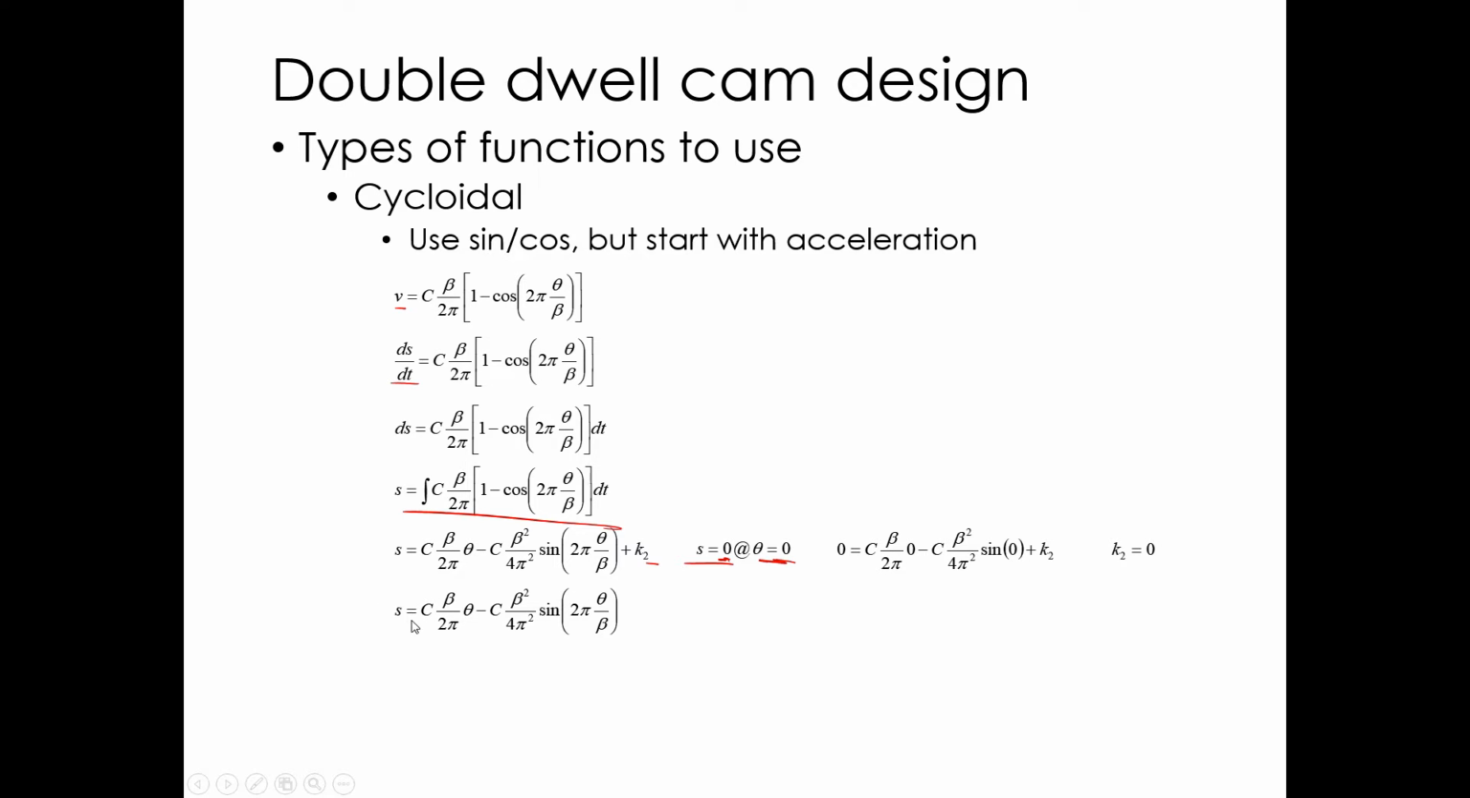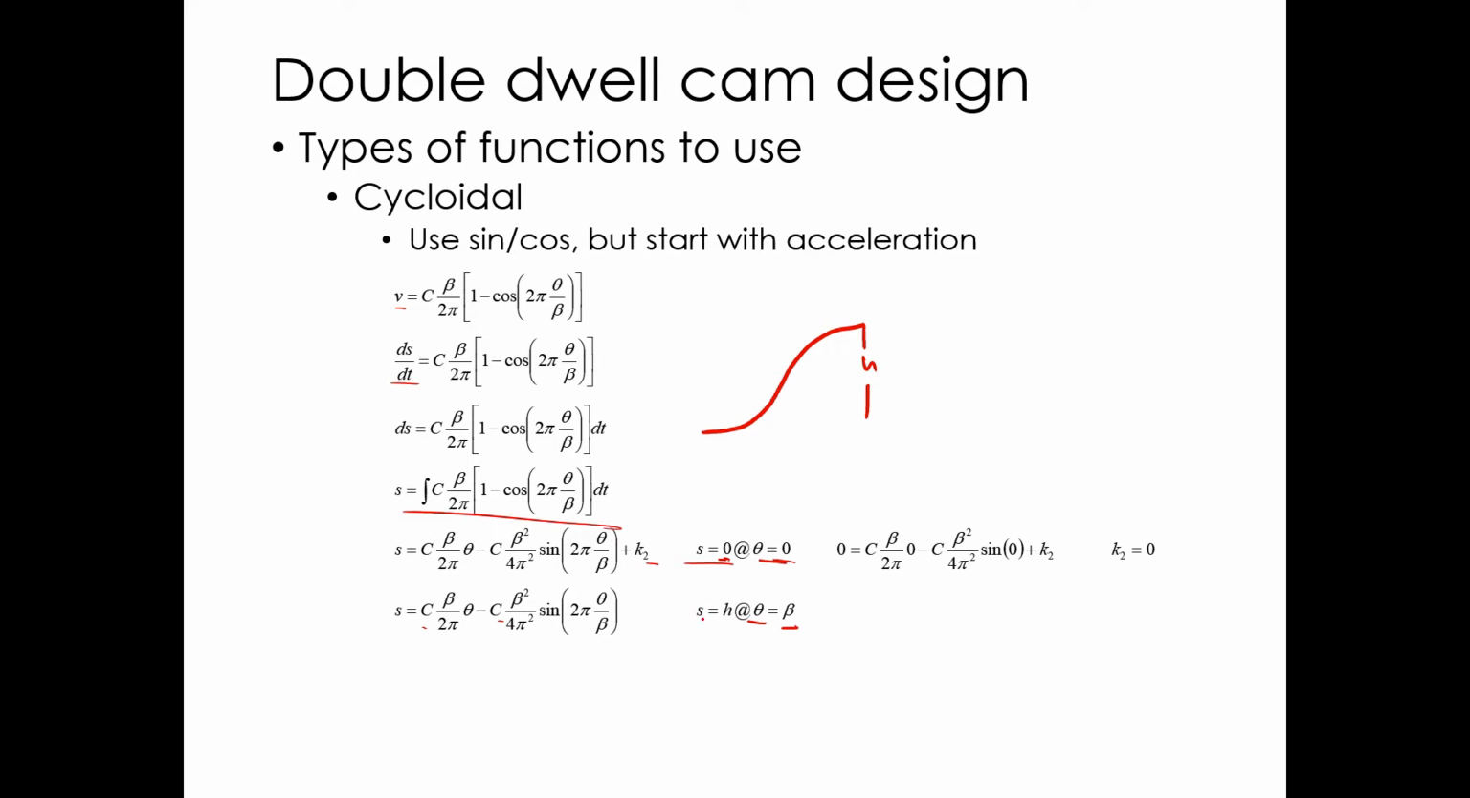So I have my s equation. Now, I haven't solved for c yet. So I'm going to solve for C. The boundary condition I'm going to use for that is when theta is equal to beta. So when I rise and get to the peak lift here, I want this peak lift to be h.